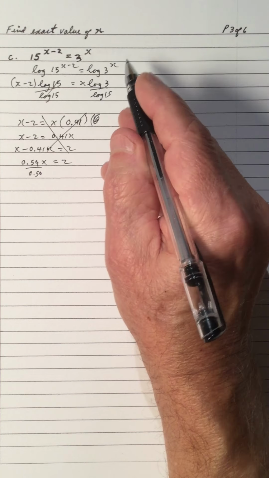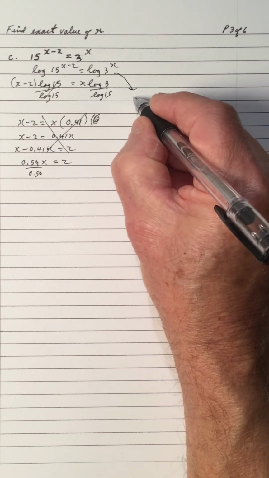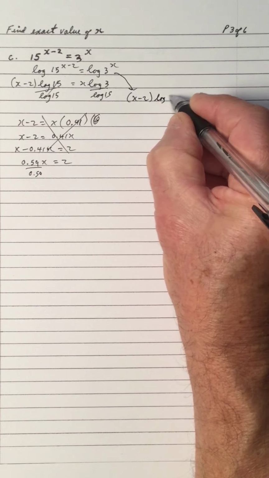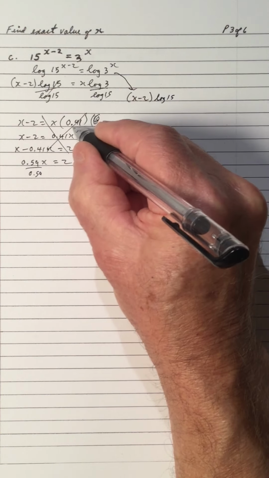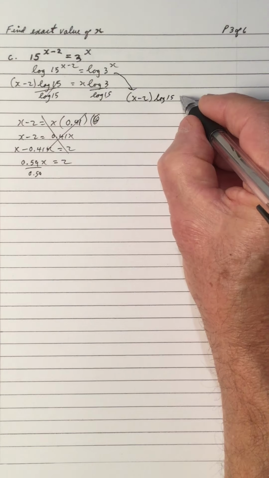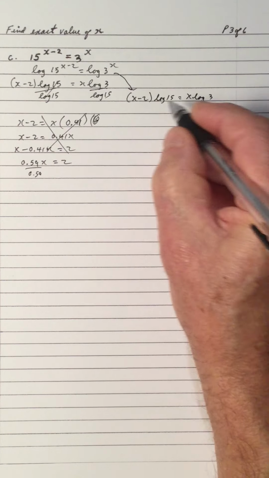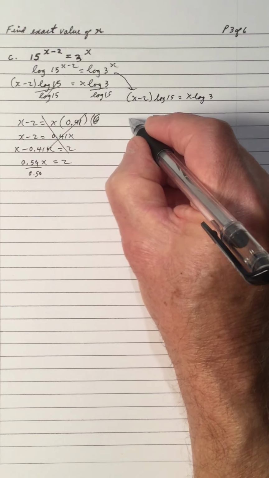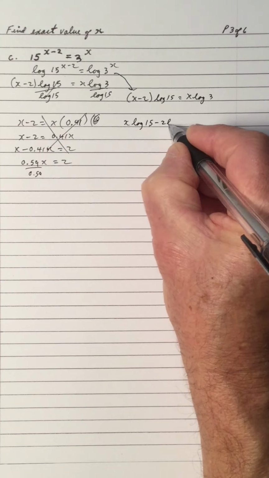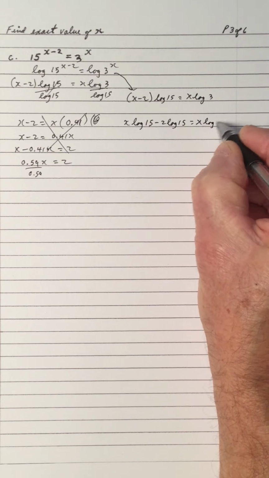So rather than do this, let's go to this step. Let's go x minus 2, because to do this, I change it to an approximation. That would be totally wrong when I want the exact value. So let's multiply log 15 by x, so I get x log 15 minus 2 log 15 equals x log 3.